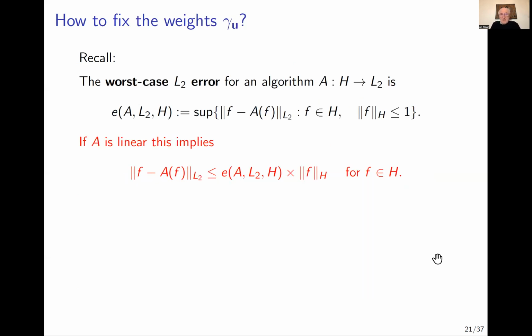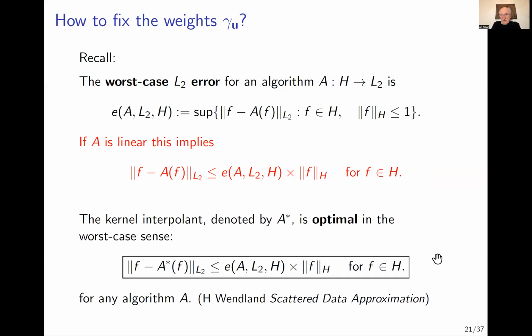How to fix the weights? Well, I wrote the worst case error, so from the definition of the worst case error, it follows that if A is linear, the L2 error for a given function f is, it's easy to see, bounded by the worst case error times the norm of f. And that's the principle we like to use because it's very definite. That we will now control our error, and in principle we choose our weights to control that product of worst case error times the norm.